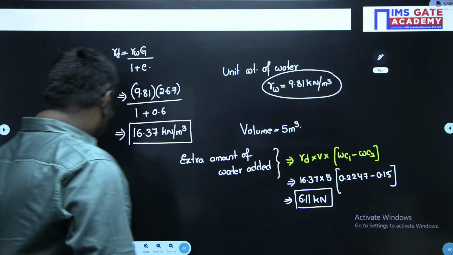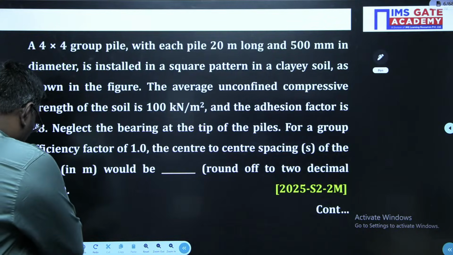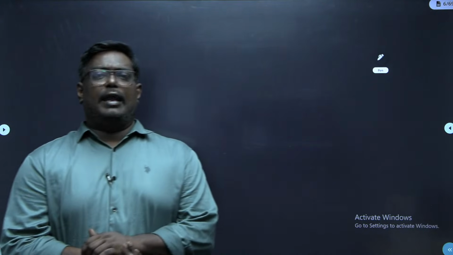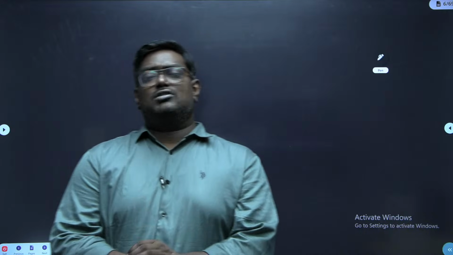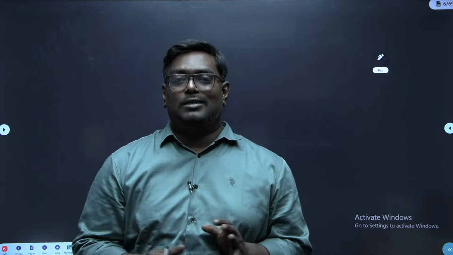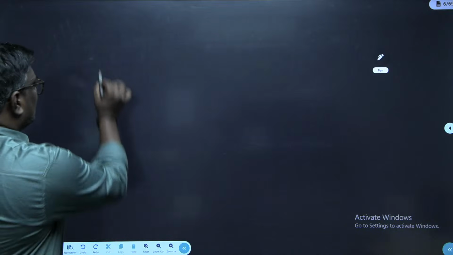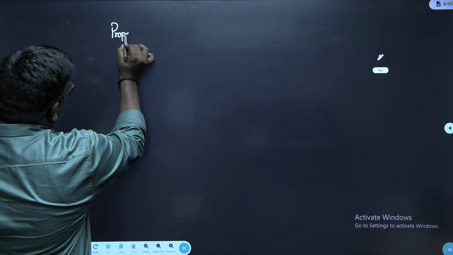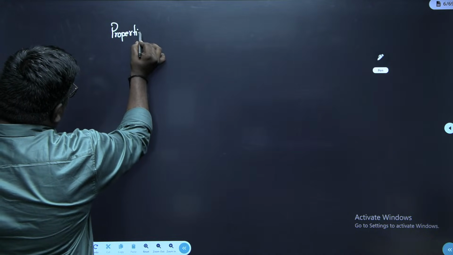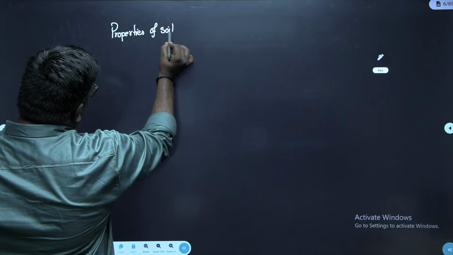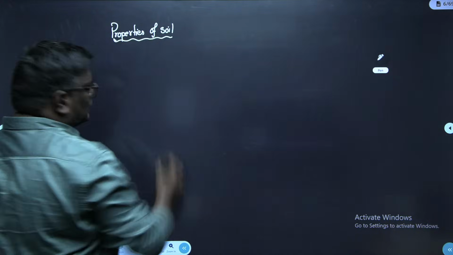Now see, students, whenever we have a question from properties of soil, if you are preparing for the GATE questions, please understand short notes formula sheet is mandatory for any subject. So as part of this, when I talk about properties of soil topic, where we can expect 100% question. So let me give you the formula sheet for this topic, properties of soil.